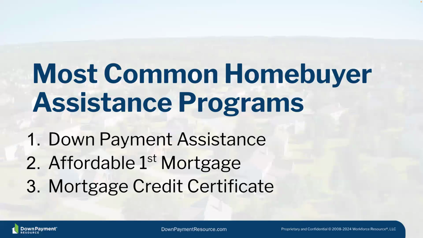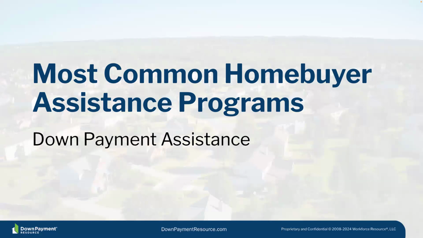So the 3 most common types of homebuyer assistance programs are the down payment assistance program, the affordable first mortgage, and mortgage credit certificate. There are variations and certainly many other names for each type of program, and that's what we'll clarify as we learn how each one works. And remember, as we go, no 2 programs are exactly the same, but we're going to learn the basics of each type so you can understand at a glance what your options are. So first, let's review down payment assistance programs.